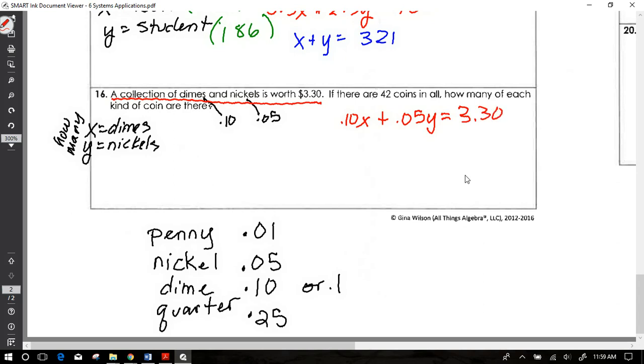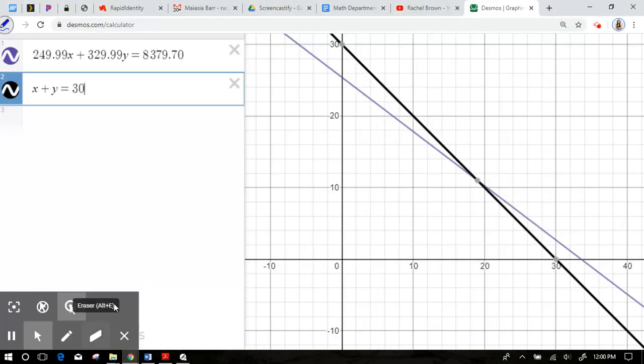If there are 42 coins in all, so 42 total coins, how many of each kind of coin are there? So what do I need to write down for my second equation? Well, I need to know and account for the fact that I only have dimes and nickels. So I have that many dimes and I have that many nickels, and when I add them together, it will equal 42 total coins.